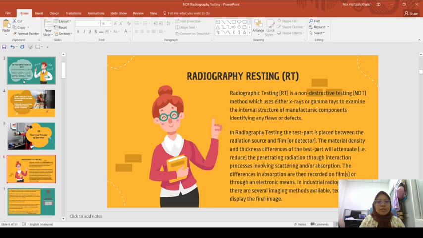The material density and thickness differences of the test part will attenuate or reduce the penetrating radiation through interaction processes involving scattering and/or absorption. The differences in absorption are then recorded on films or through an electronic means. In industrial radiography, there are several imaging methods available, techniques to display the final image.